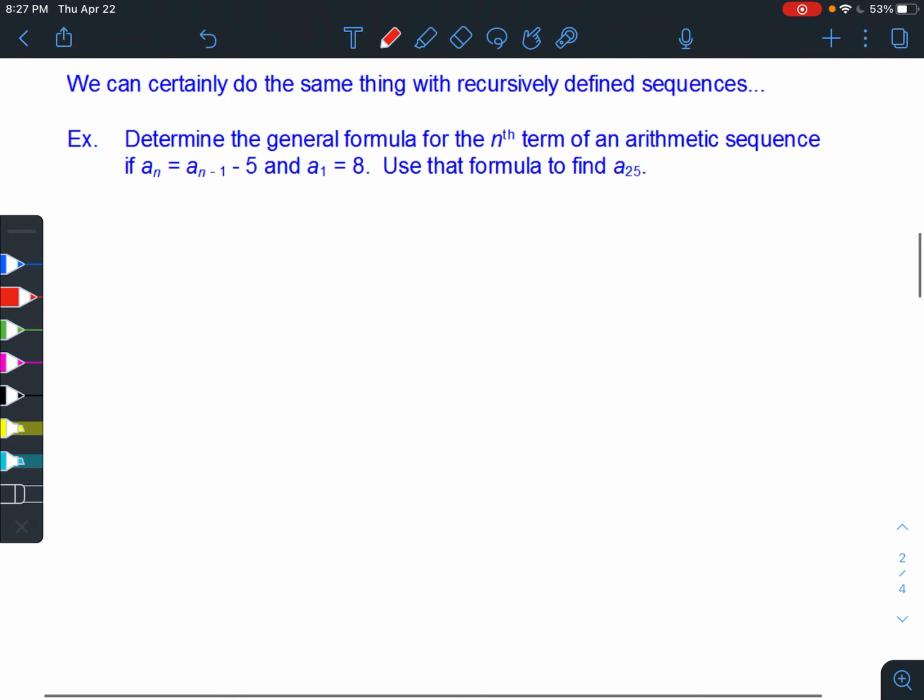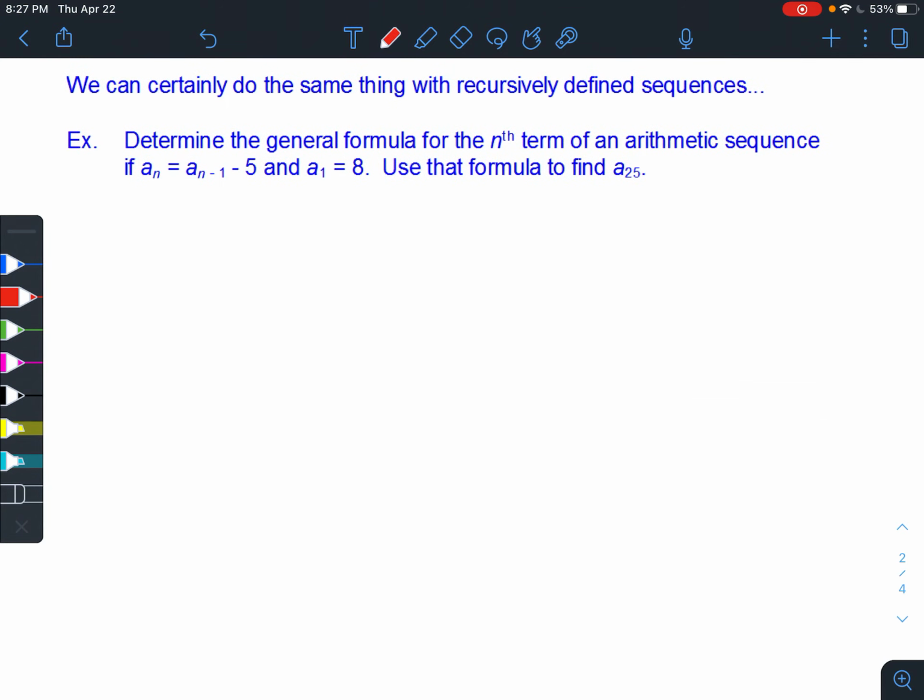Now we can certainly do the same thing recursively to find sequences. Now again, as you get used to the notation, this gets easier, but I know maybe at this point you're still a little bit fuzzy on it, so let's highlight a couple things as we talk about this here.